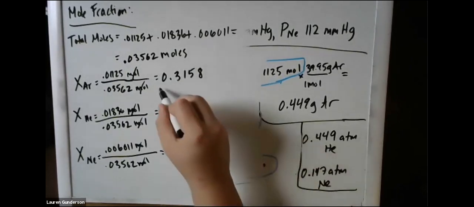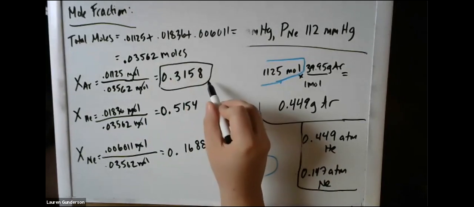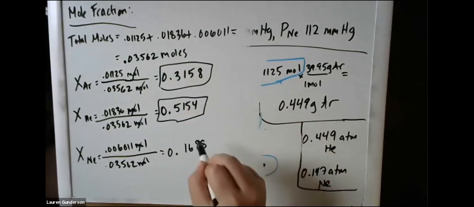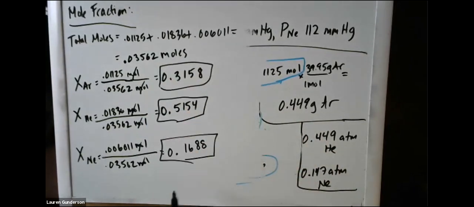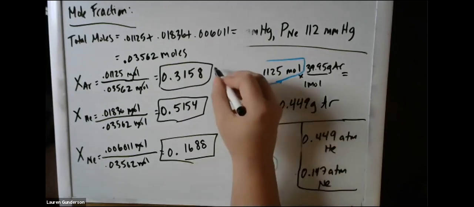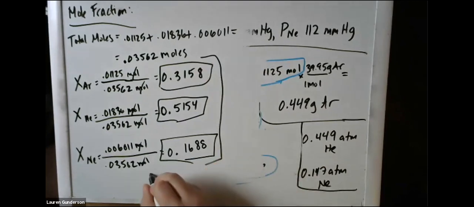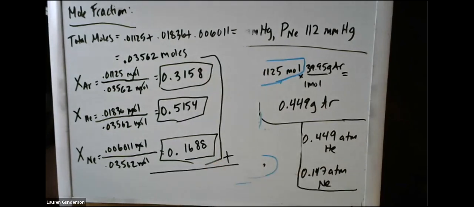Okay, so these are our three mole fraction values. That's the mole fraction of argon. This is the mole fraction of helium. This is the mole fraction of neon. And you'll notice that if you add these three values together, when you sum up the mole fractions of an entire gas sample, it should be very close to 1. So let's look at our next example.